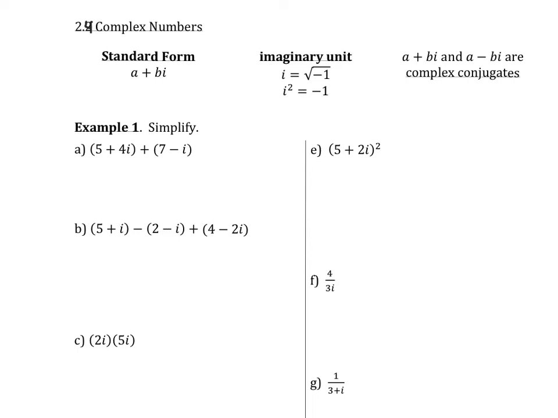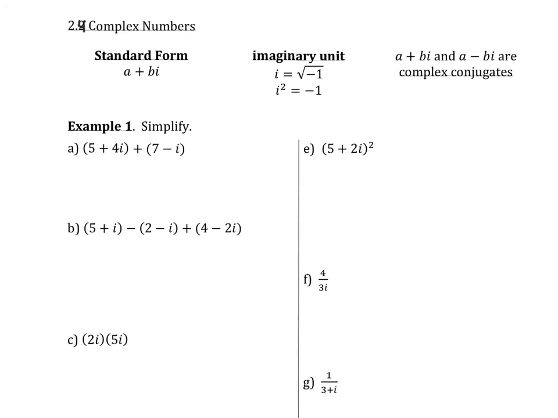Section 2.4 is reviewing operations with complex numbers. As a reminder, complex numbers include real and imaginary numbers, so they're in a very inclusive group of numbers. Standard form for a complex number is a plus bi, where a is the real component and b is the imaginary component.